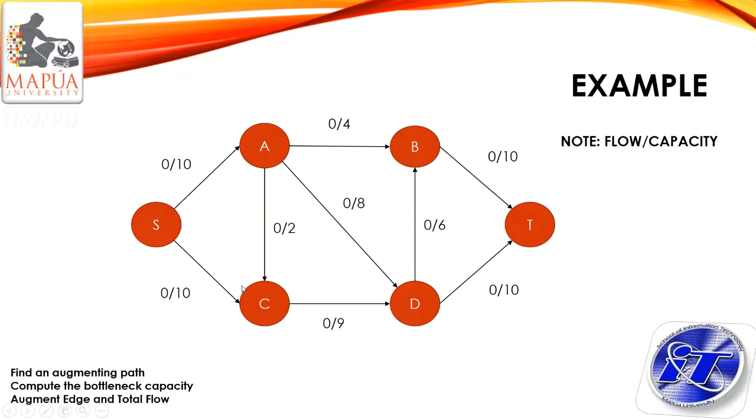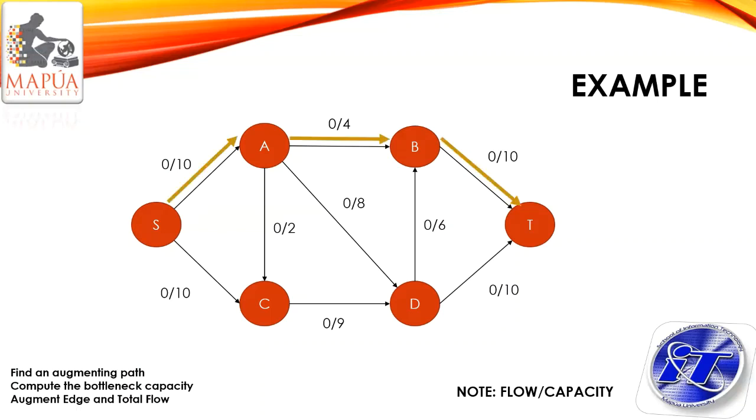So I'm going to choose up, going to A. So S, A, and then I have two options, going to D or going to B. I'm going to choose B, then T. So this will be my first path for my first analysis. Now, second step, compute the bottleneck capacity.